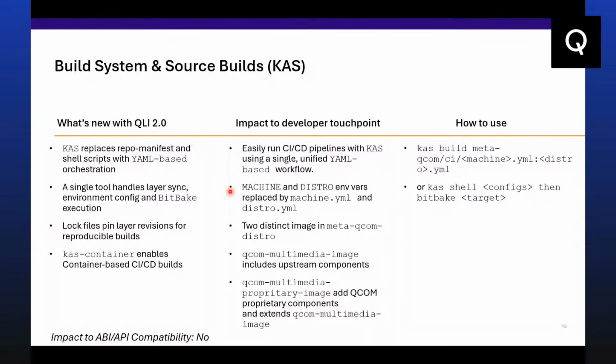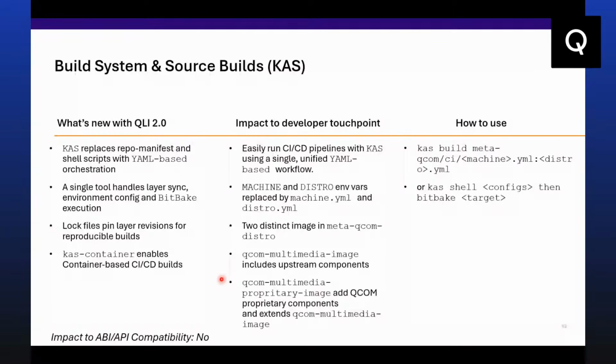One of the key things that have changed here in terms of build is our reference distribution layer, meta-qualcomm-distro. Both the mainline as well as the LTS branch now have two images. The Qualcomm Multimedia image, which includes the upstream components. And then on top of that, we have the Qualcomm Multimedia proprietary image, which extends the Qualcomm Multimedia image by adding Qualcomm proprietary components or the Qualcomm stack for respective solutions.